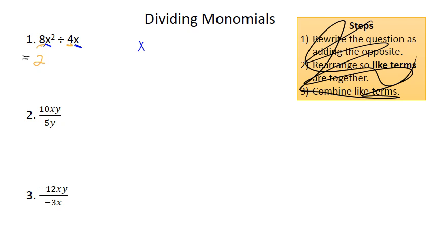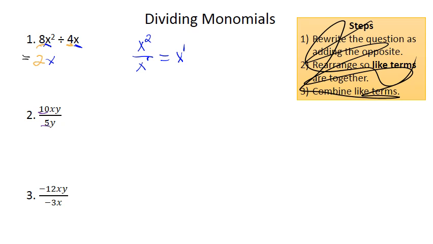Now if I wrote this out, it would be x squared divided by x. And I know from our last unit, the rules we did with exponents, when we divide, we subtract. So this is x to the power of 2 minus x to the power of 1. So 2 minus 1 would give me x to the power of 1, which is just x. So that means that 8x squared divided by 4x is 2x. Let's do another one. I have 10xy divided by 5y.